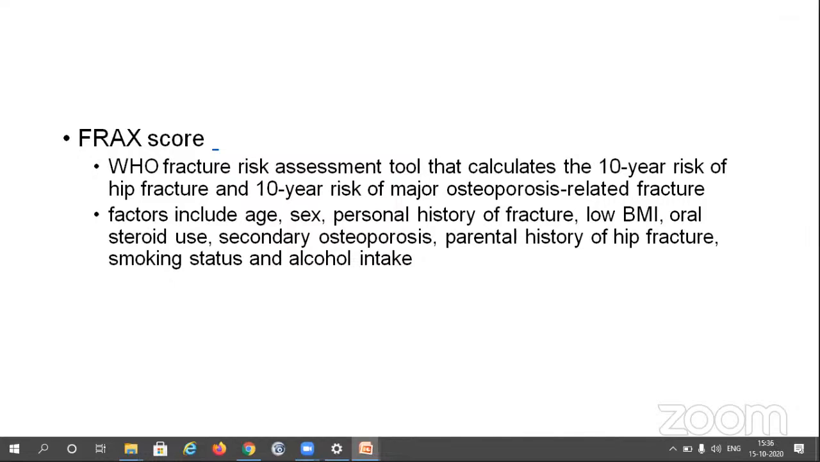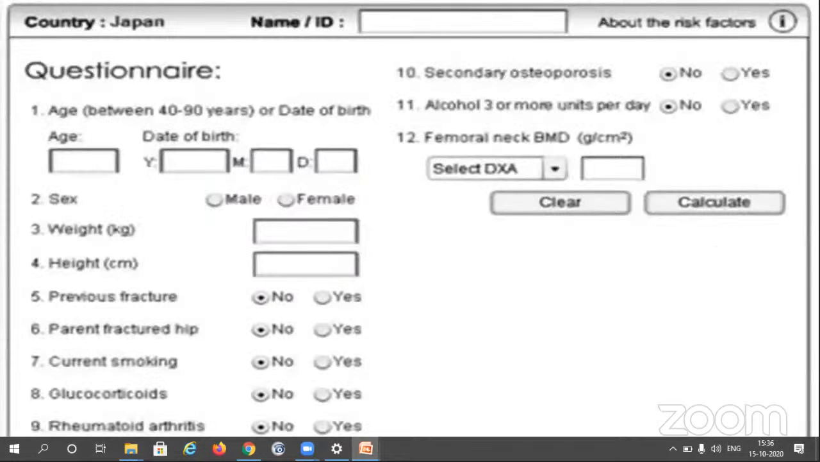FRAX score. It is the WHO fracture risk assessment tool that calculates the 10-year risk of hip fracture and the 10-year risk of major osteoporosis-related fractures. Factors include age, sex, personal history of the patient, low BMI, oral steroid use, secondary osteoporosis, parental history of hip fracture, smoking status, and alcohol intake. This is the FRAX index.